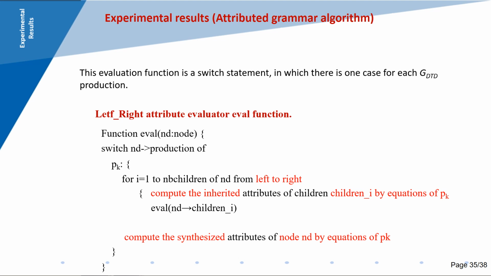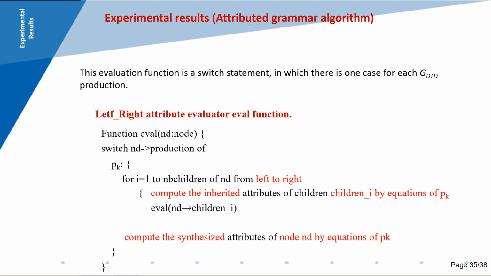Let's now speak about our experimental result. We have implemented the function eval. This function is a switch statement in which there is one case for each production in the grammar G DTD. In fact, we have a pointer to the node for each production.